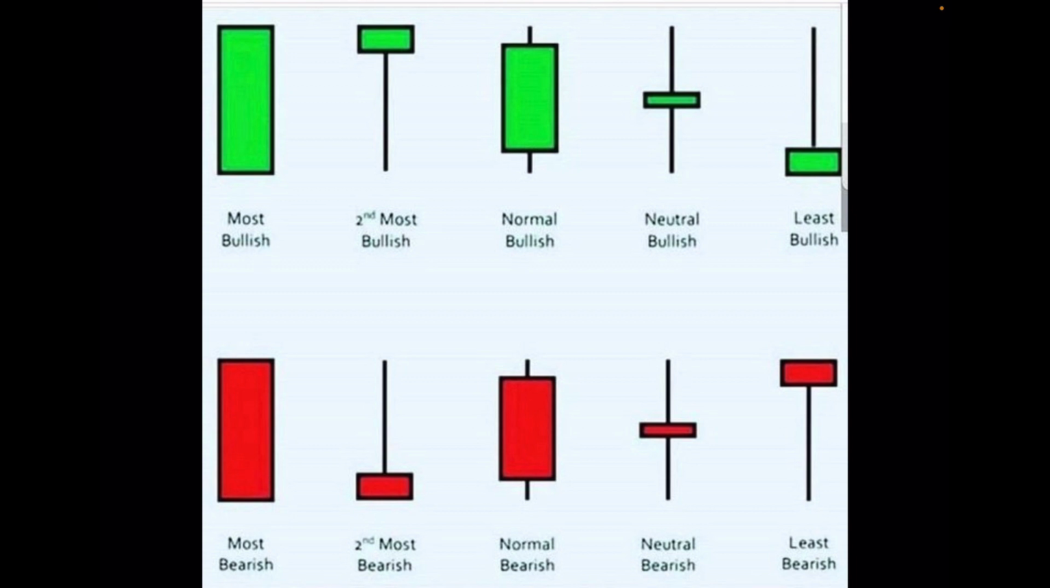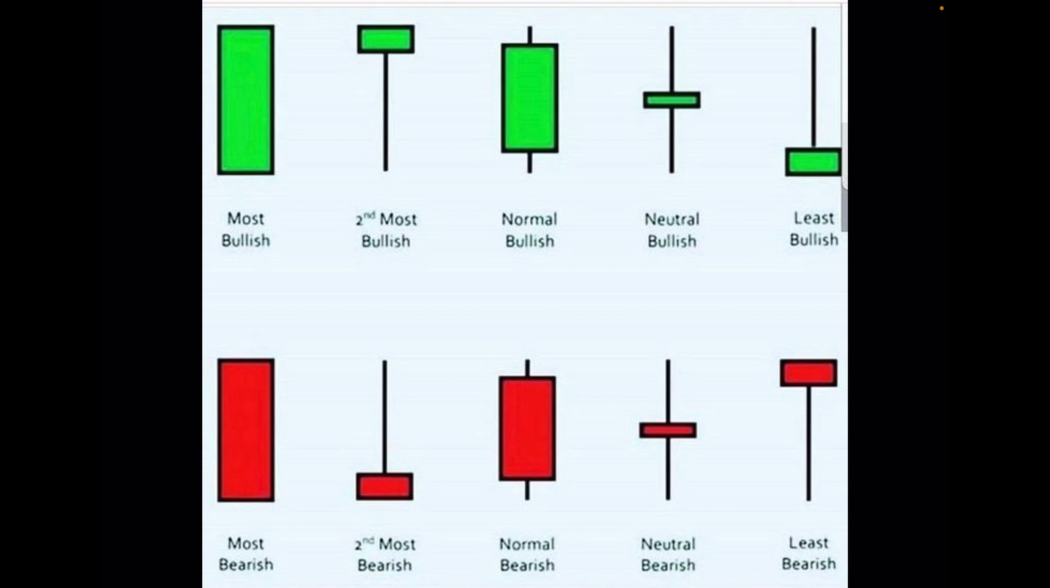Now next, the second most bullish and second most bearish candle. Here, what happened? Price opened and was pushed all the way to the low, but at the end bulls got active and pushed the price all the way to the high. That's the second most bullish candle. What's the second most bearish candle? Same but vice versa. Price opened, was pushed high, but then bears became active and pushed the price all the way to the low. Normal bullish and normal bearish candles we just learned in the example.